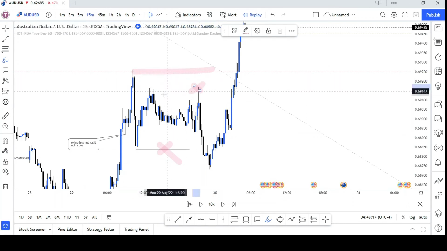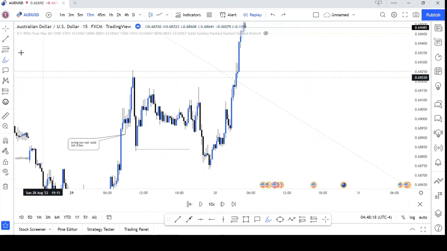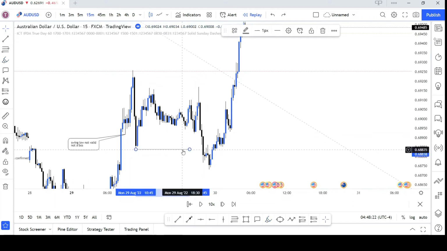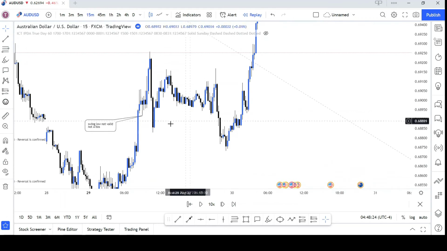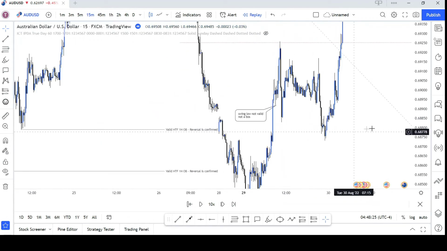Yeah, this is all not a valid reversal. I'm talking about the high time frame reversal for the 1H and 15 minutes. I'm now explaining for the swing traders how to enter.